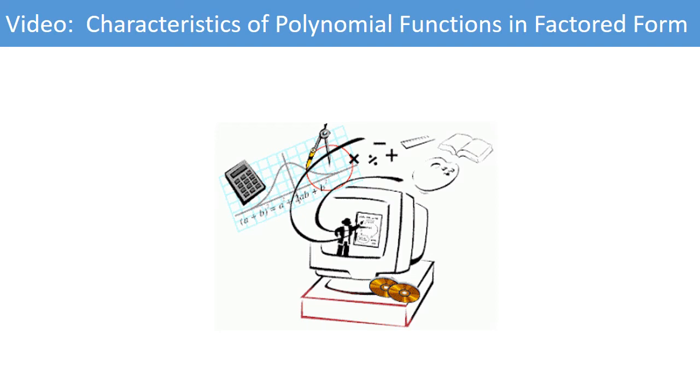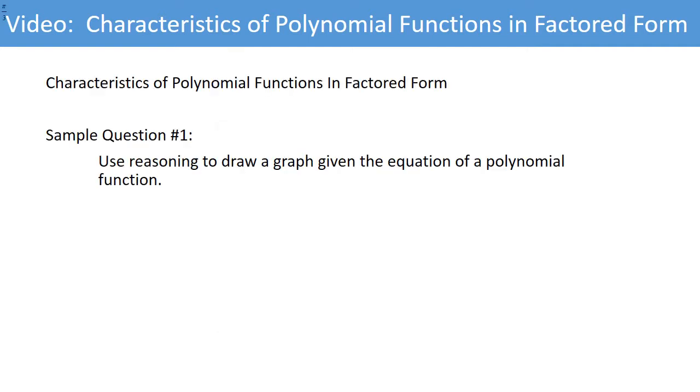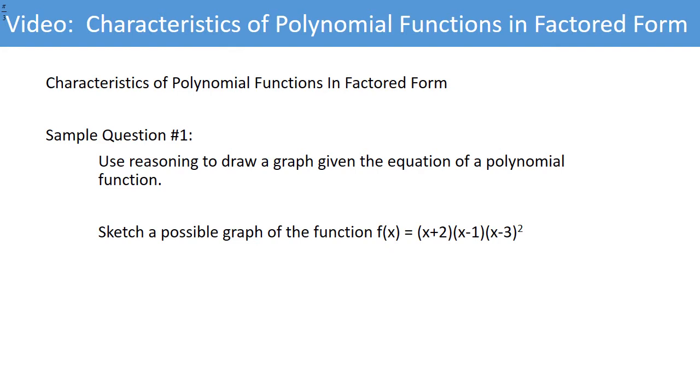Characteristics of polynomial functions in factored form. Now, here's a sample question we want to take a look at. Use reasoning to draw a graph given the equation of a polynomial function. Sketch a possible graph of the function f of x equals negative x plus 2, x minus 1, x minus 3 squared.